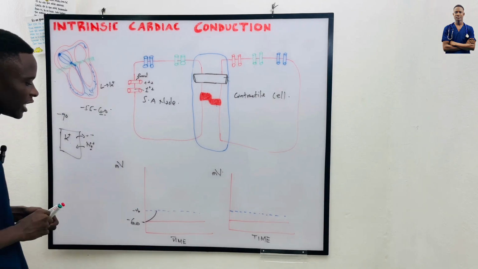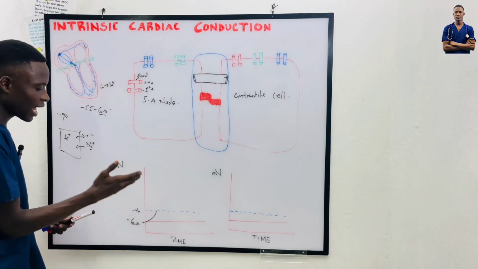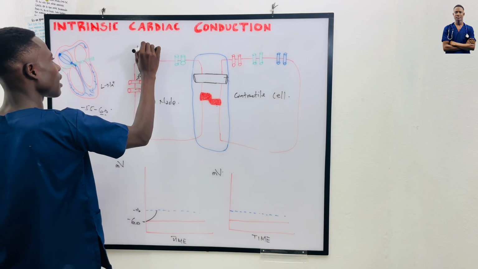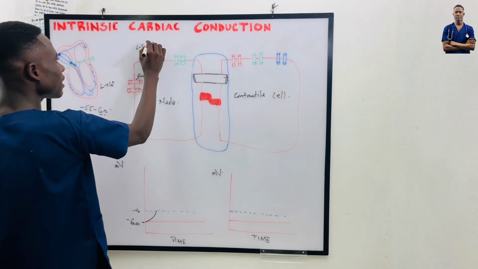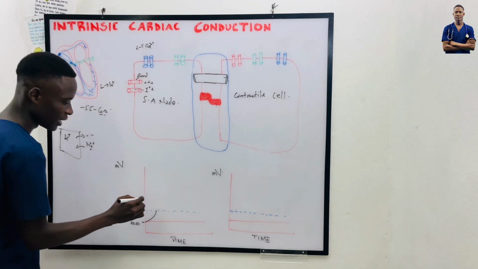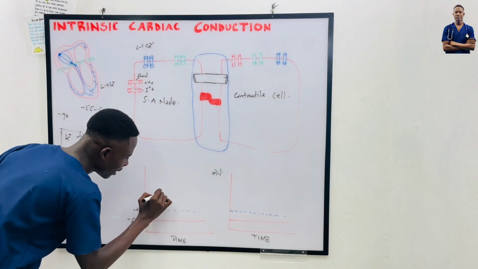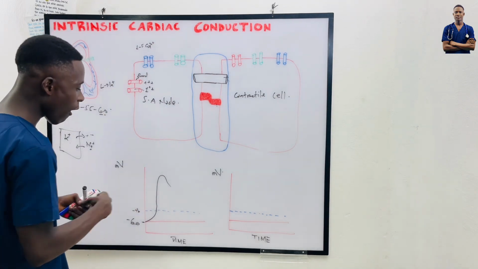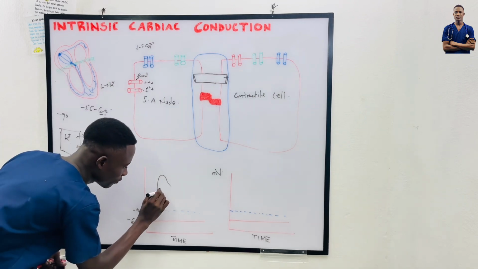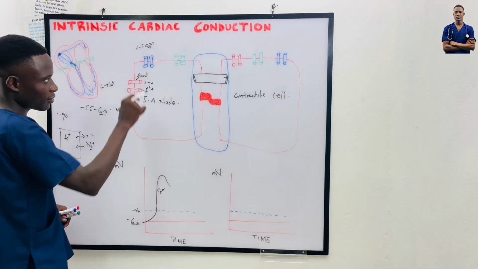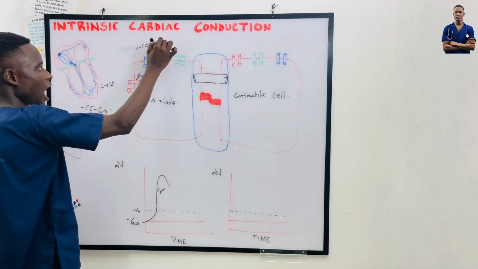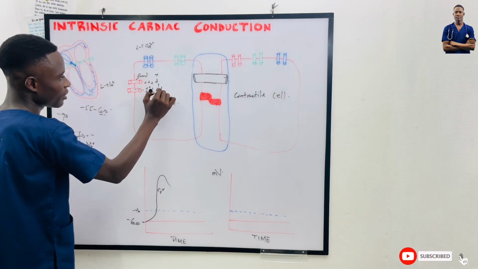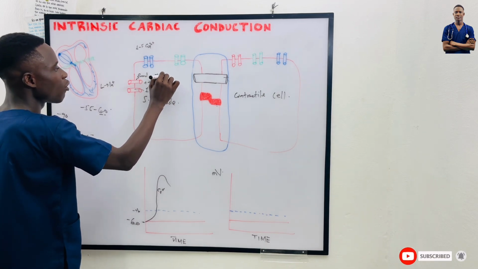At negative 40, it reaches its threshold, and that threshold causes this channel, the L-type calcium channel, to open. And this L-type calcium channel, when it opens, what does it cause? The generation of the action potential of the cell, because this is an influx of calcium. Calcium is abundant outside, so it will come inside.